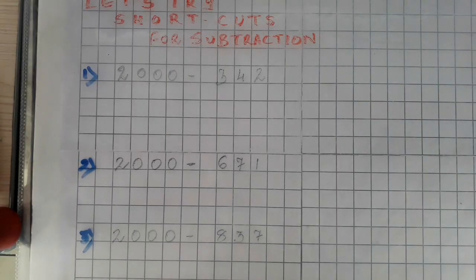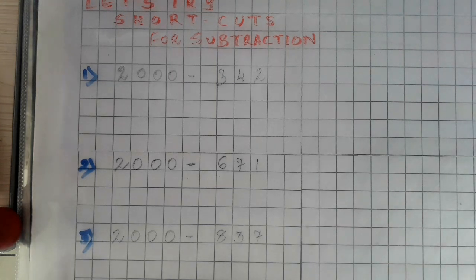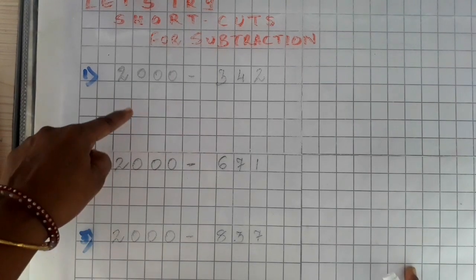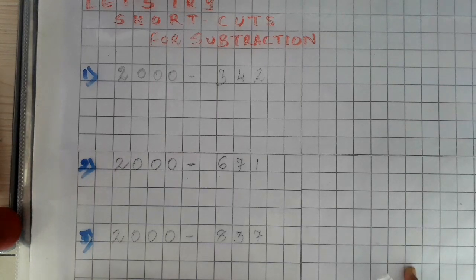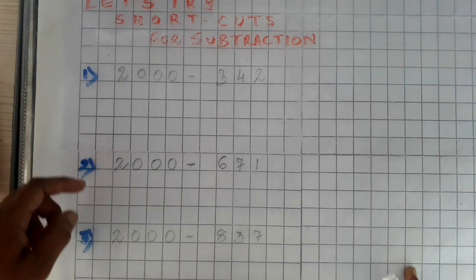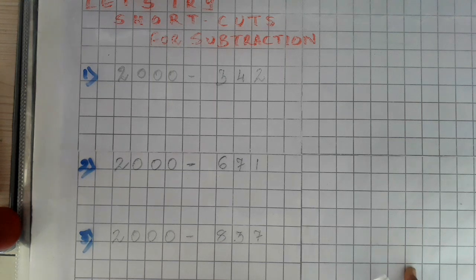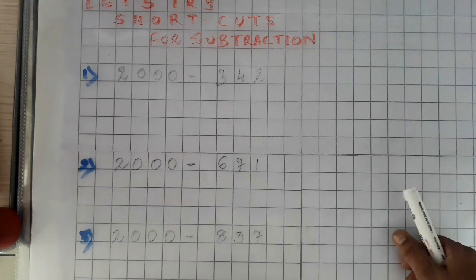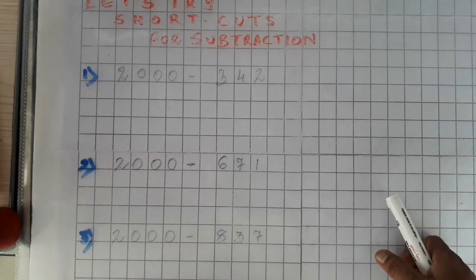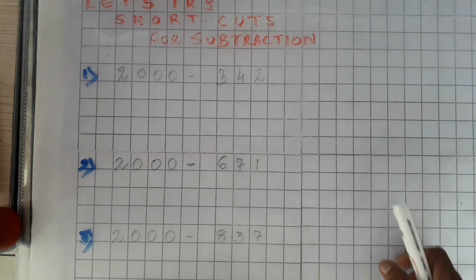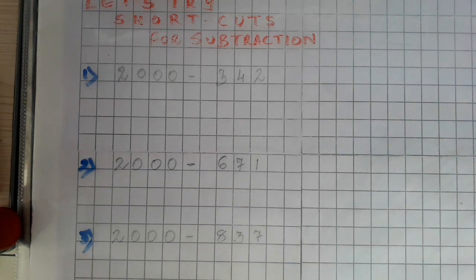Now let's see the second shortcut for subtraction. Here you can see the numbers are subtracted from 2000, right? In the present scenario, it's very important to subtract numbers from 2000. Why? One reason may be the currency note that is in the market now, that is the 2000 rupee note. So we need to subtract numbers from 2000 very often, and the trick for doing it is what we are going to learn.